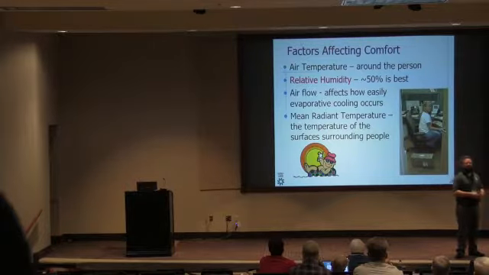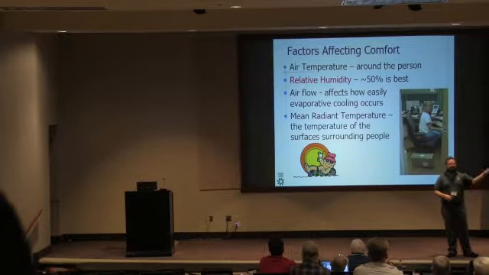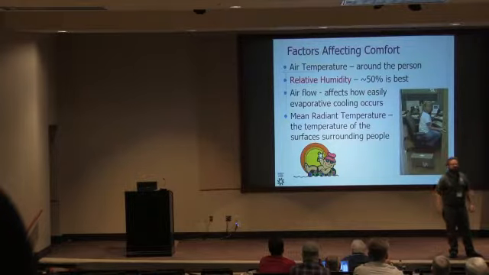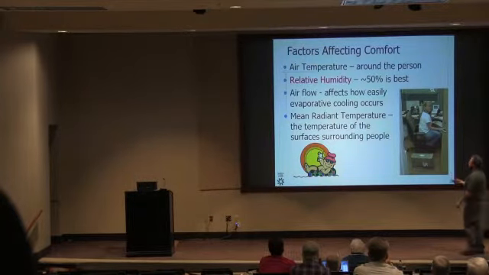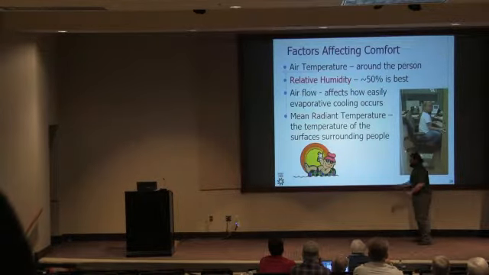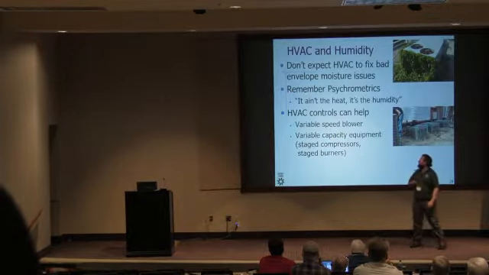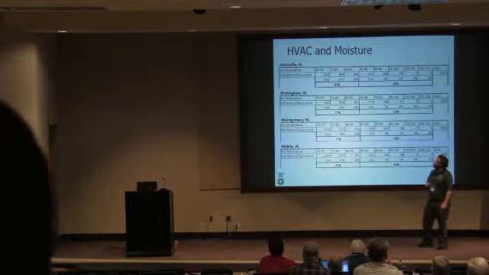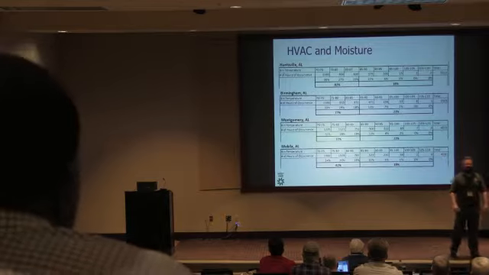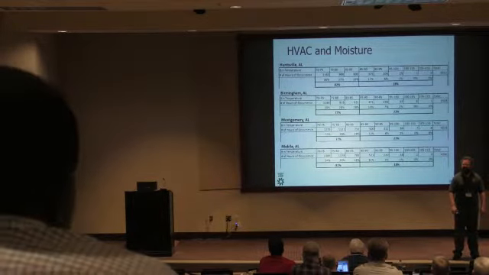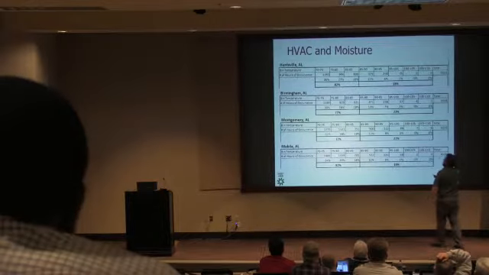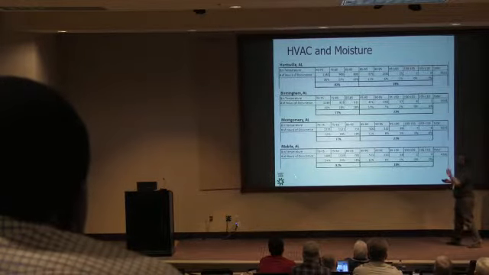Wherever our bodies go, we're either absorbing radiant heat from the surfaces around us or putting off radiant heat to the surfaces around us. And so surface temperatures, airflow, air temperature, and humidity have a big impact on comfort. And, here's the dirty little secret. It ain't the heat. Guess what? It's the humidity, right?